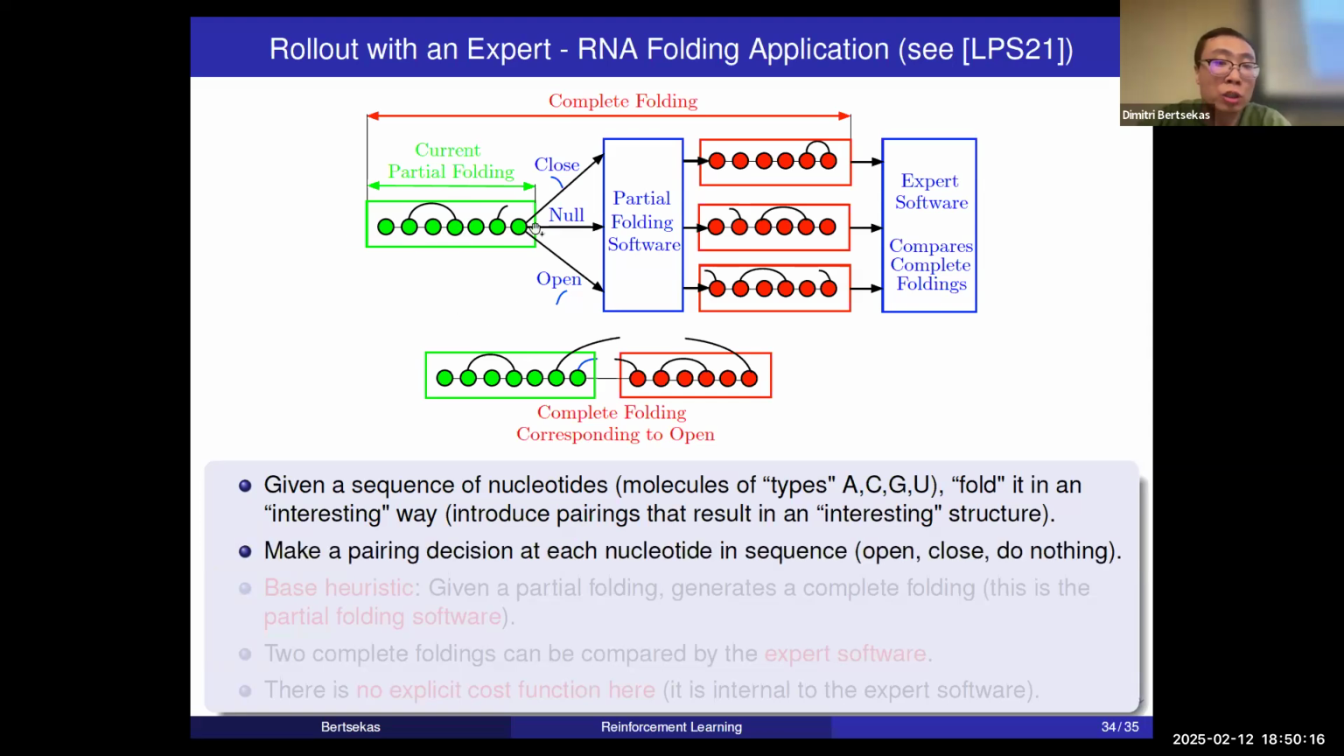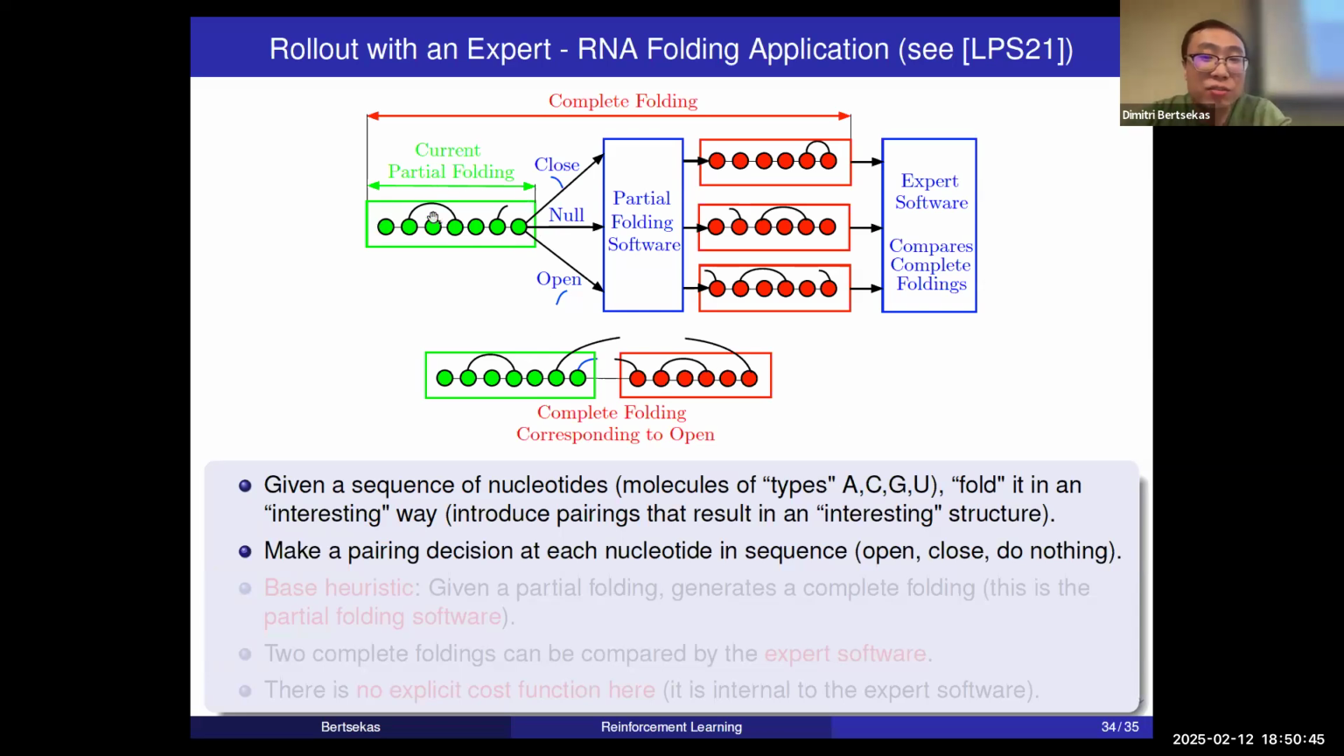And given a partial pairing, we want to make decisions in terms of these molecules and the subsequent molecules. How are we going to match those molecules with the remaining ones in order to create a structure, an RNA structure, that is interesting? By interesting, the meaning is going to be a little bit clearer later.